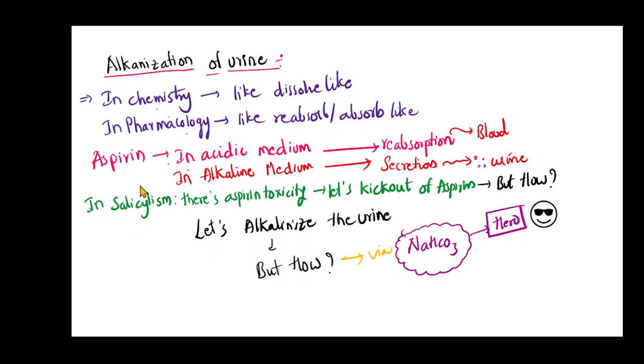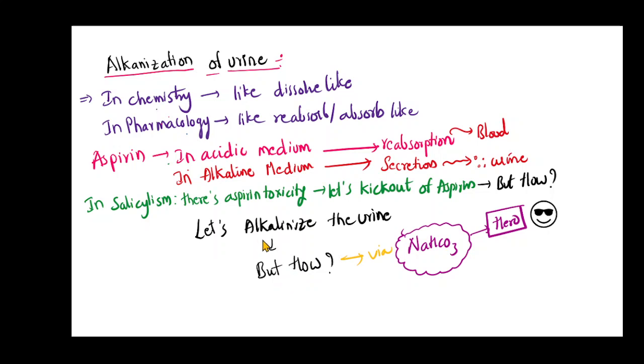So where can we apply this? For example in salicylism, which is aspirin toxicity. What exactly happens here? Let's kick out the aspirin, but how? Let's alkalize the urine. What does it mean? Aspirin is a weak acid. If you put it in an alkaline medium, it would be ionized. Then it can be kicked out in the urine.